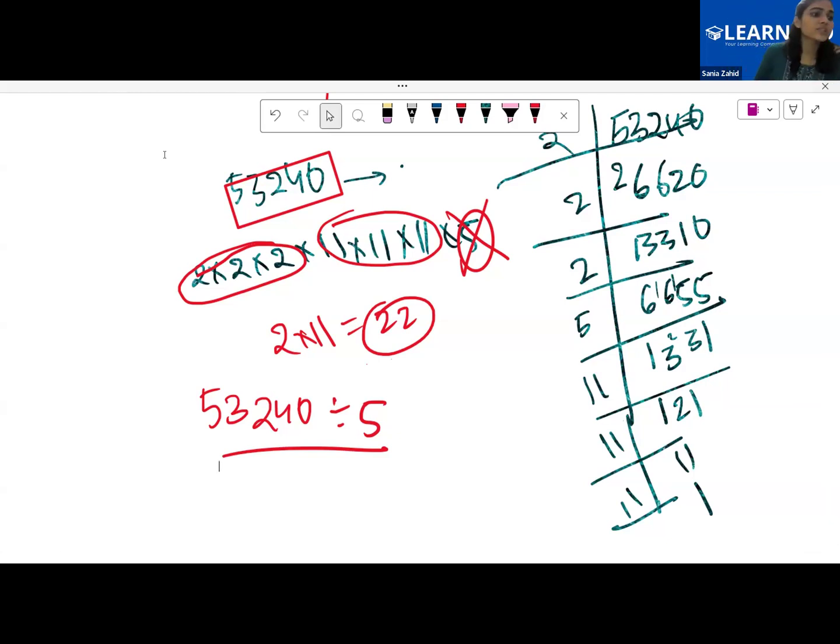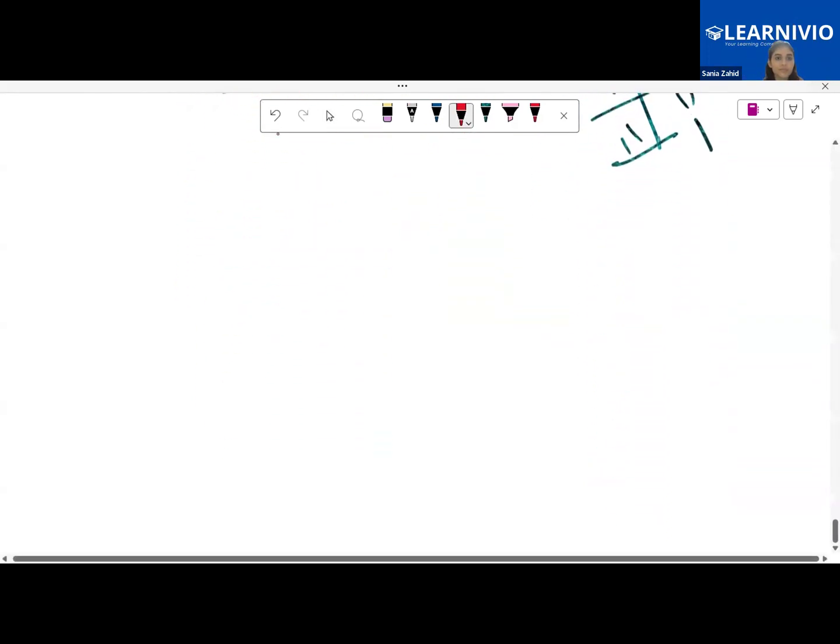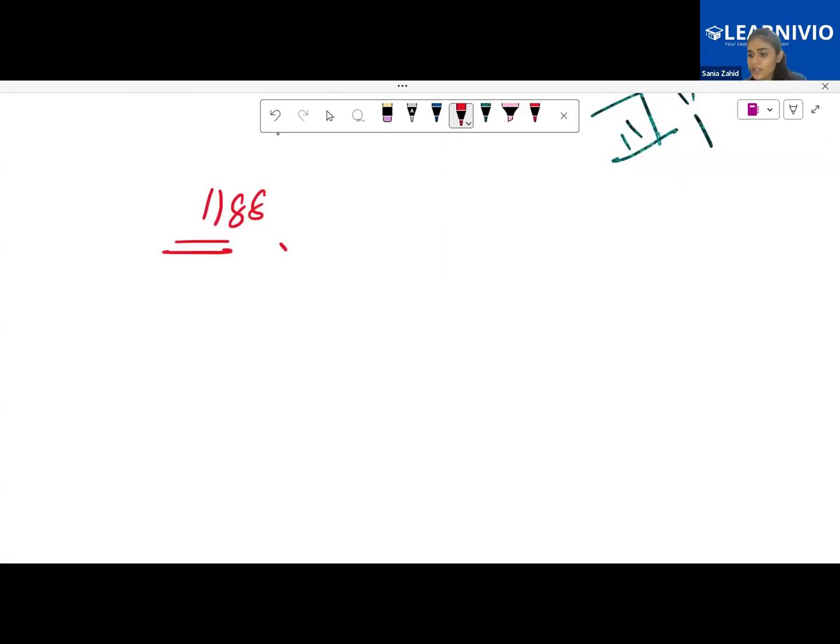Now we have the next question. The next question is, is 1188 a perfect cube or not? First of all, you have to find whether 1188 is a perfect cube or not. And if not, then you have to find a number by which it should be divided so that you get a perfect cube. Please solve this question.